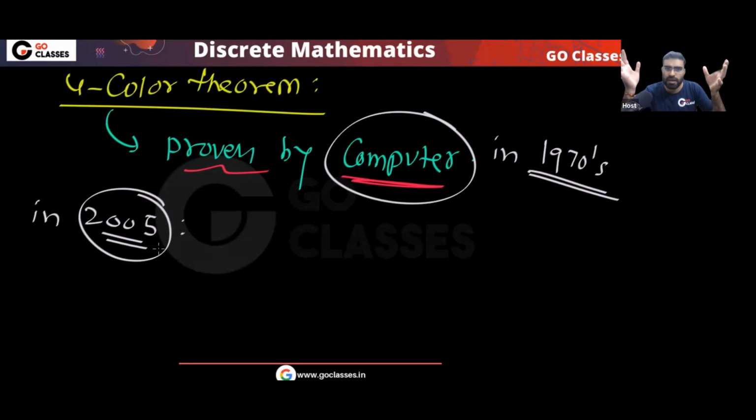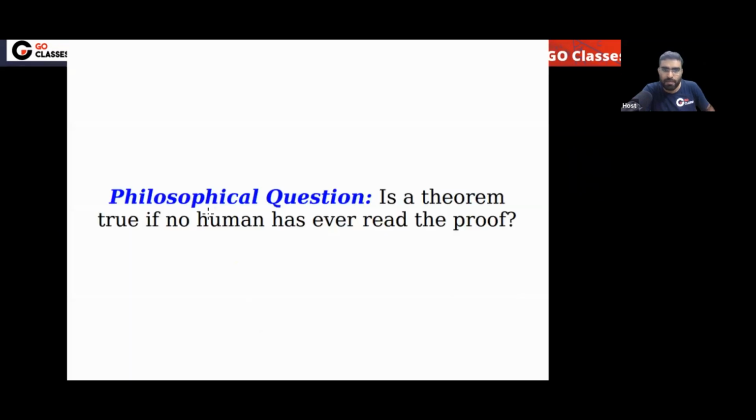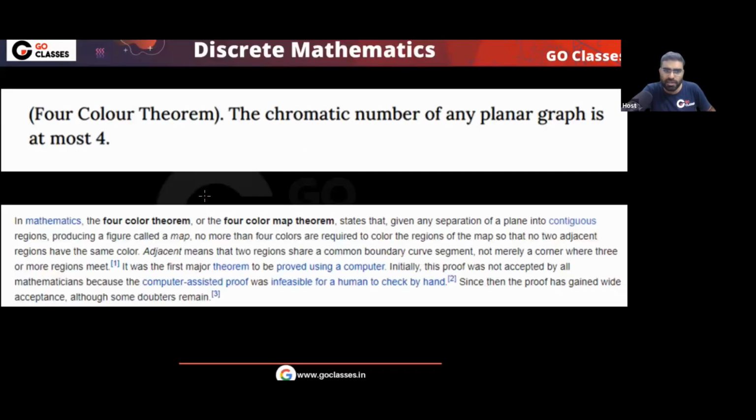Okay, are you getting my point? It is very interesting that it was proven by computer. Remember, there is not a single person who has read the proof. You can read this four color theorem. It is a very interesting theorem. It says that the chromatic number of any planar graph is at most 4.